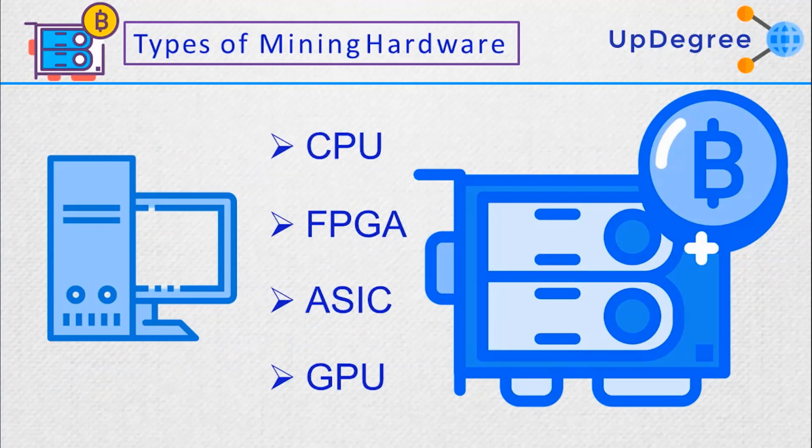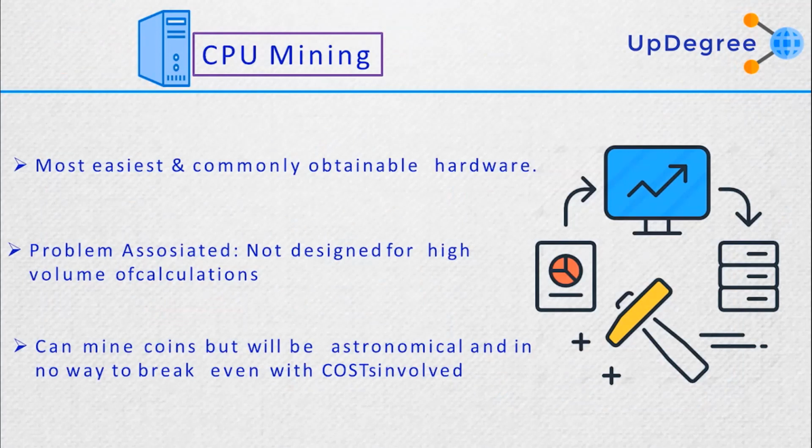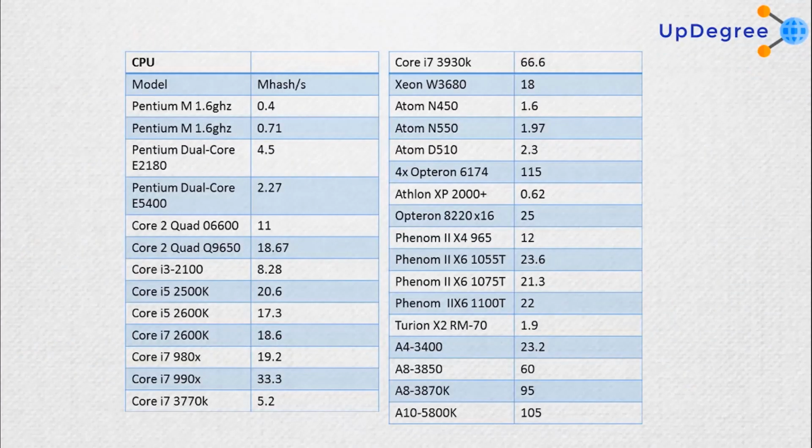So I'm just repeating some of the hardware for mining. You have CPU, which is the old one. You have FPGA, ASIC, and GPU, and I'll try to show some examples. CPU mining is the easiest, most commonly available hardware, but it is not designed for high-volume calculation, and the cost is astronomical. Currently you need a lot of CPU mining machines. Earlier, in 2009 when it started, you could mine on your home computer. There are various CPU models, like Core i7, that are used.